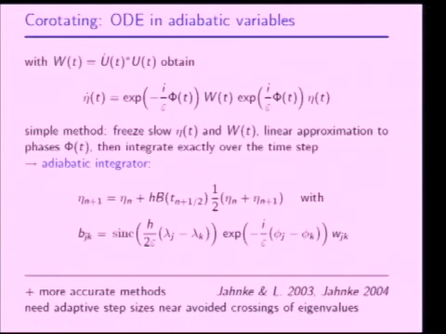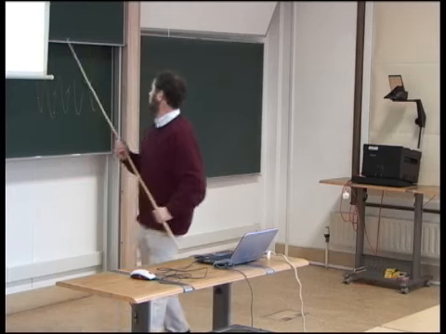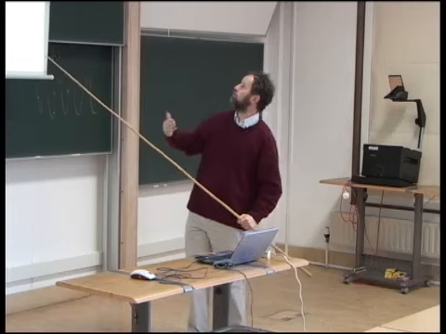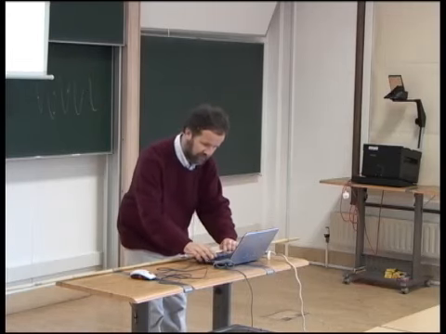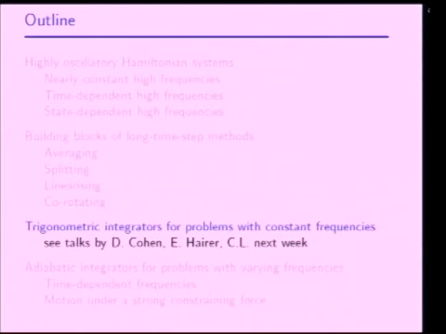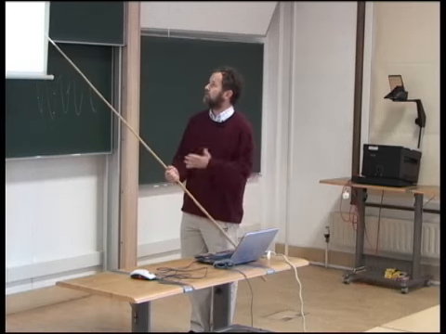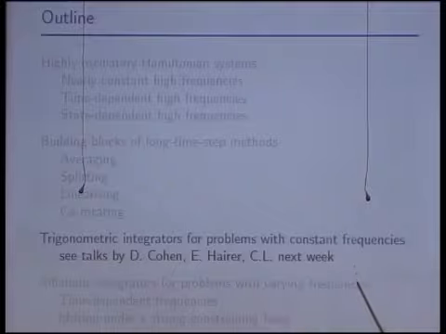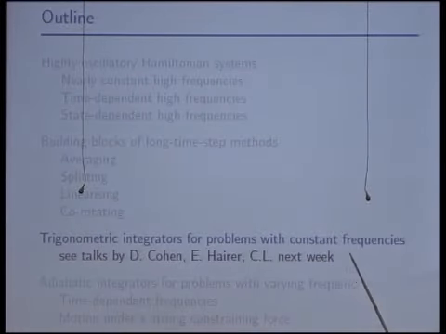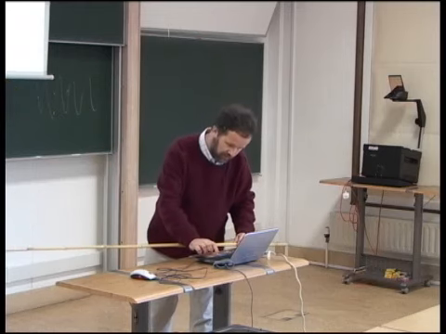So this is an example of a method where we choose different coordinates which rotate according to the motion in our system. So we had now these 4 building blocks of averaging, splitting, linearizing, and co-rotating. Now, the different classes of methods for constant frequencies, where essentially we can work with the original coordinates, and we have in particular these trigonometric integrators. And, well, as I mentioned, I will not tell you about these in this talk, but see next week.